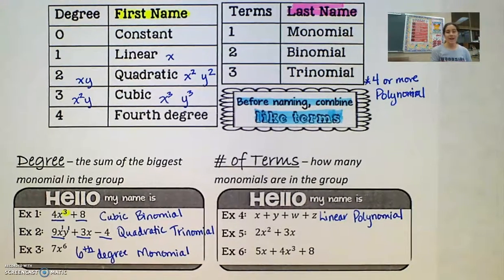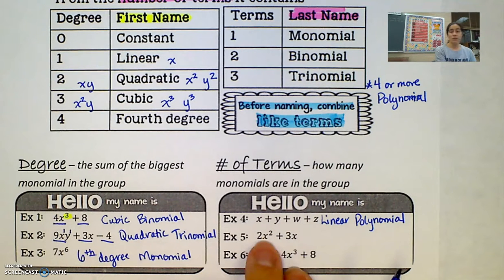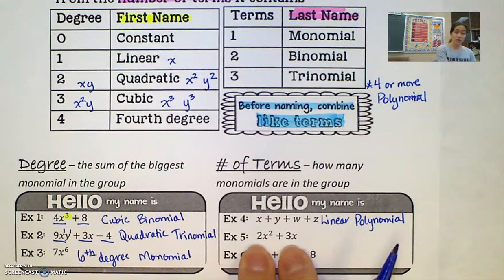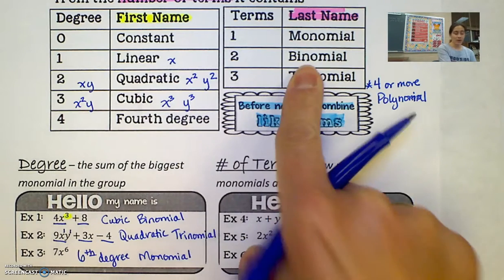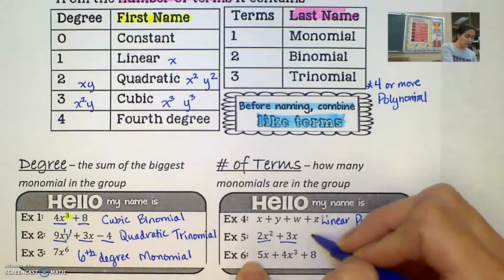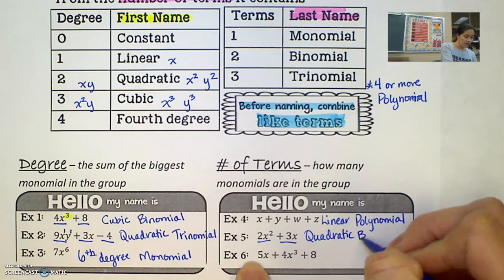Okay, example 5. This has a degree of 2. Now, don't add all of them together. You're just looking at the biggest one that's in standard form. So you're looking at the first one. So that is a degree of 2. That is quadratic again. And then there's 2 terms. So quadratic, 2 terms, binomial. So we call this a quadratic binomial.